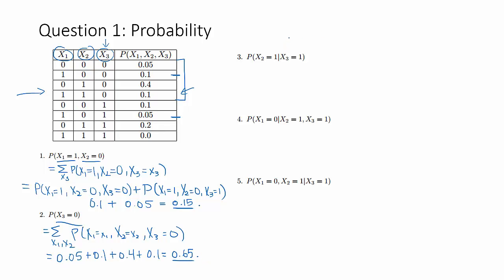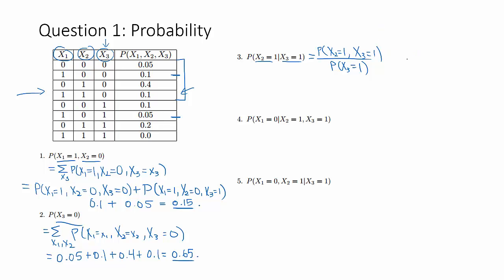In the third part, we're asked to compute the conditional probability that x2 equals 1, given that x3 equals 1. If you remember the definition of conditional probability, this is just equal to the probability that both the query, which is x2 equals 1, and the evidence, which is x3 equals 1, occur, divided by the probability that the evidence occurs, which is the probability that x3 equals 1.